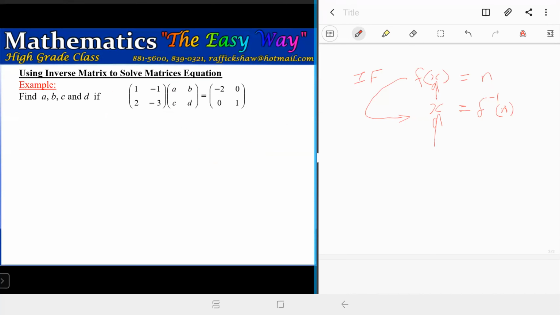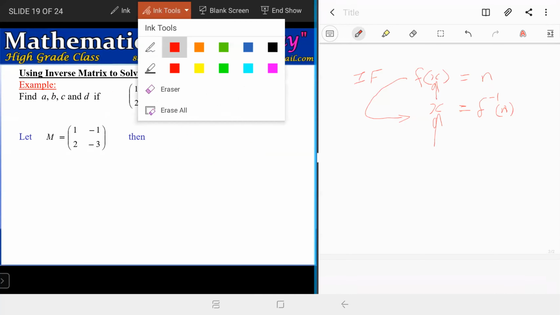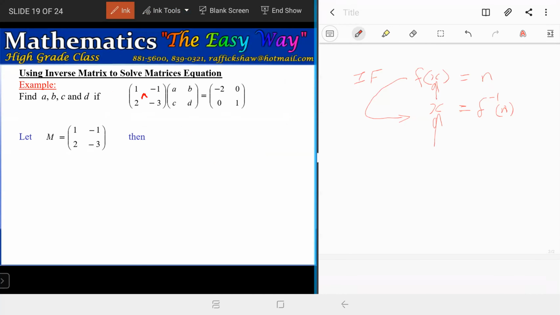All right, so let's show it. We're calling this matrix M. We're calling the first matrix M. Instead of calling it A, I'm calling it M.